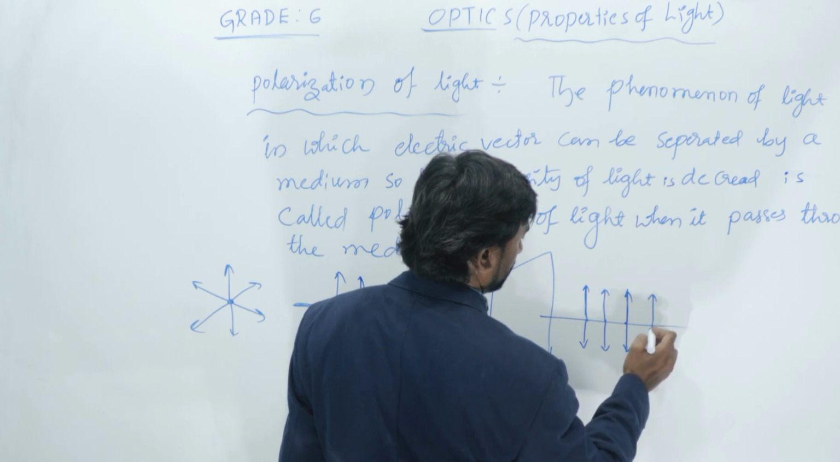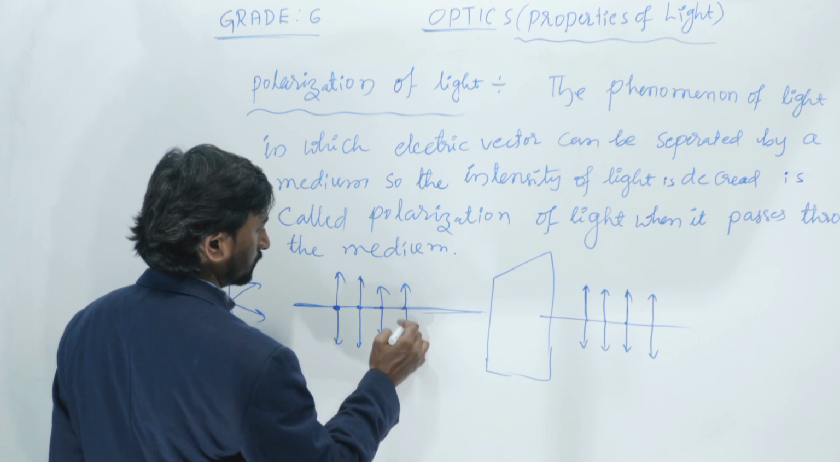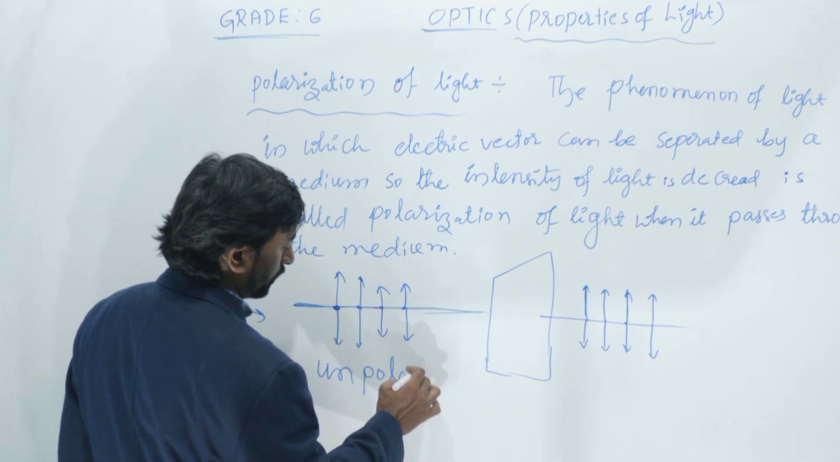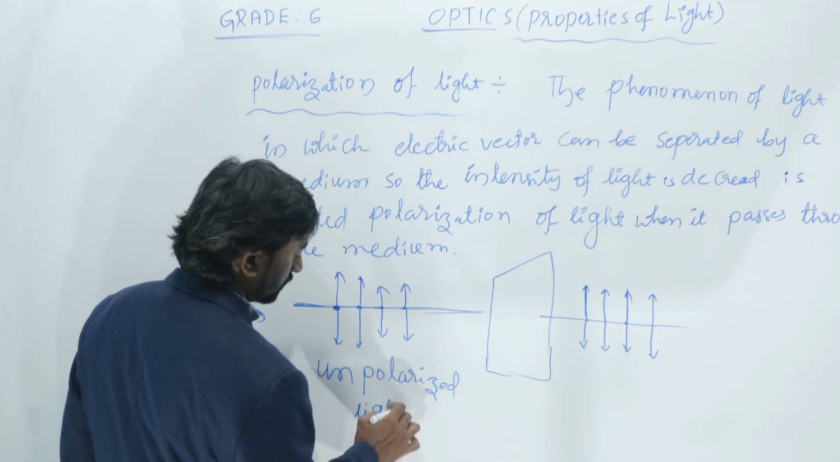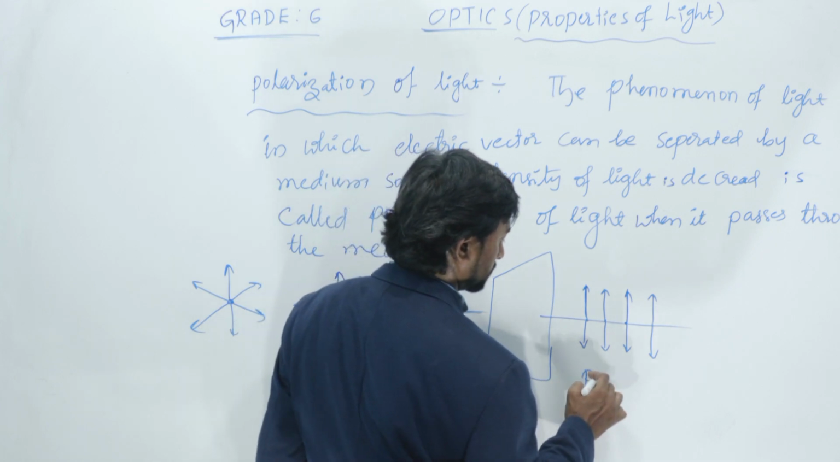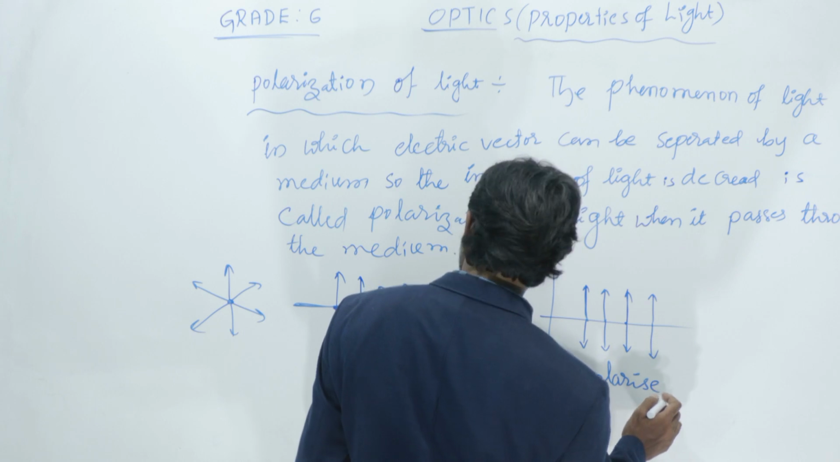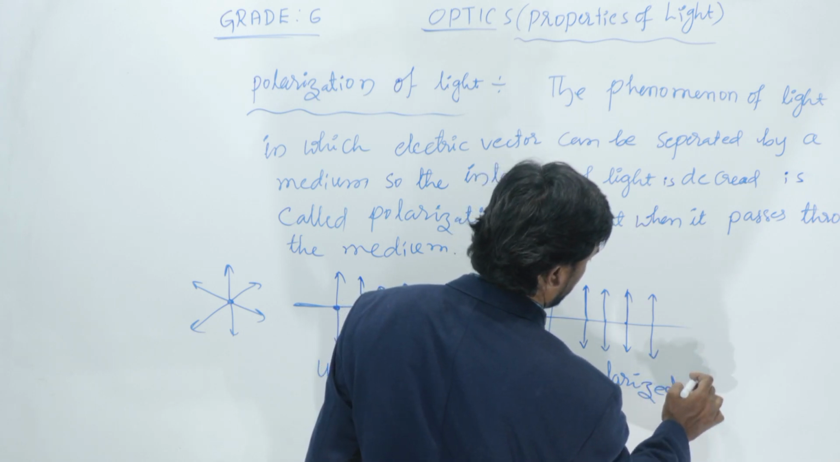So this is called the polarized light. This is called unpolarized light. So this is unpolarized light, and this is called polarized light. Polarized light. Okay.